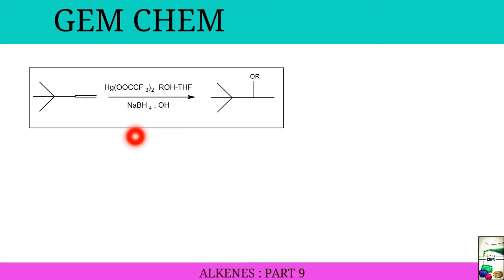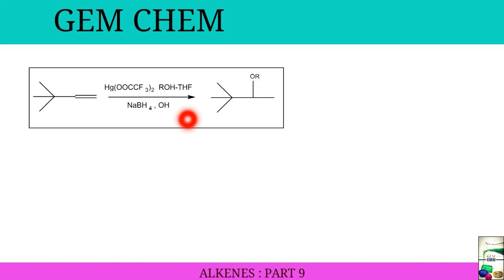Now we come to this one. See here, there is a slight difference in the conditions. We can see that here we have not used acetate, that is HgOAc. We are using Hg(OCOCF3)2, and we are using alcohol rather than water. So what is the reason? This reaction is mainly used as an example of oxymercuration and demercuration to form ether. So we can see that there is a formation of ether.